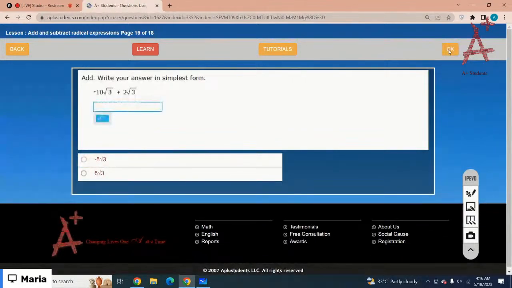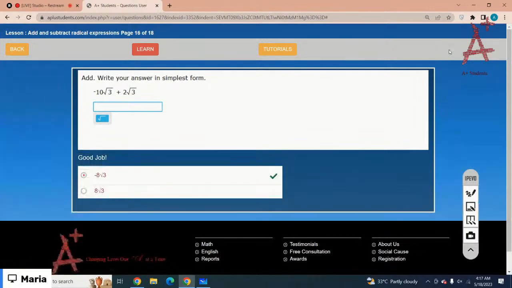Okay, negative 10 square root 3 plus 2 square root 3. So which is the correct option? You can take square root 3 common. So negative 10 plus 2 makes negative 8. So it would be negative 8 square root 3 is the correct option.